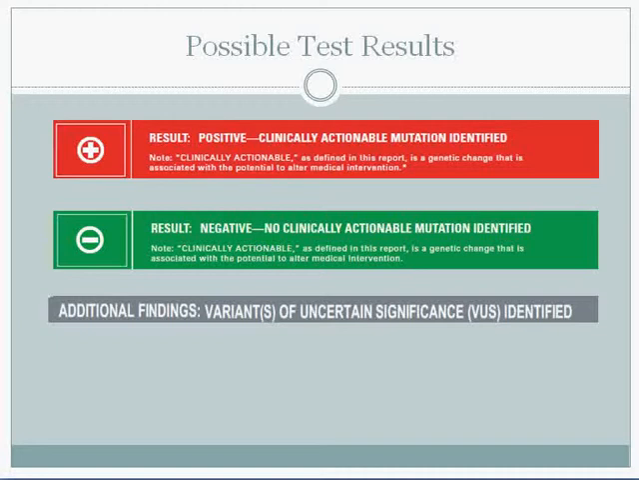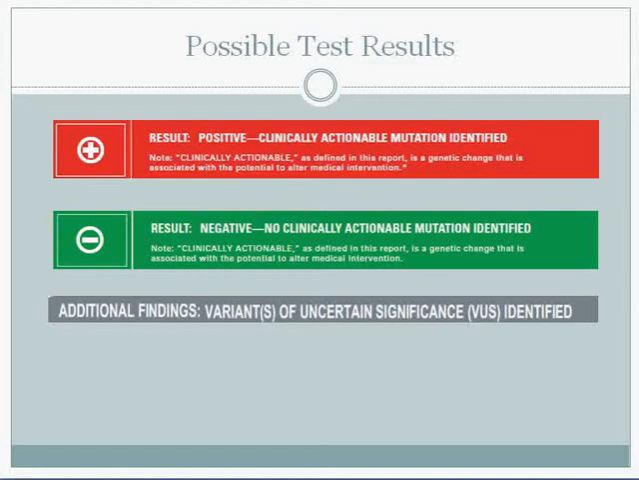The second test result is negative. This means that we have not identified a mutation in the genes that were tested. You cannot pass on a mutation in these genes to your children because you do not have them. However, we have not been able to explain your history of cancer through the test, so relatives may still be at an increased risk for ovarian cancer and are encouraged to discuss this with their doctors.